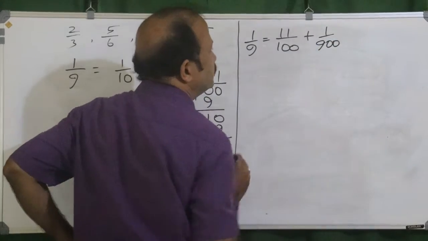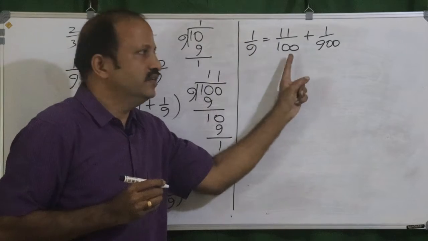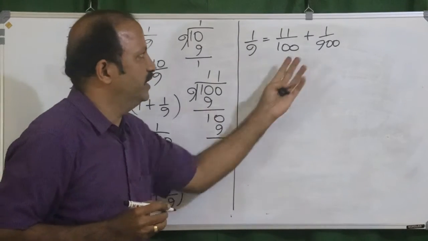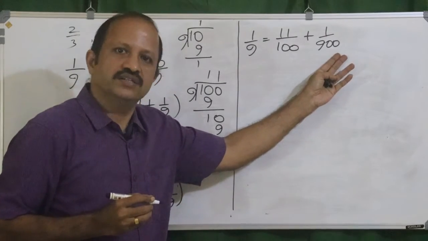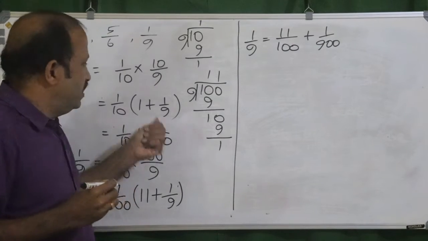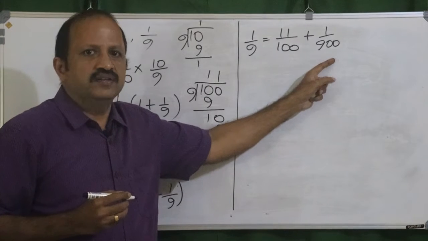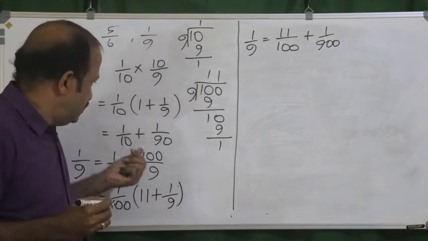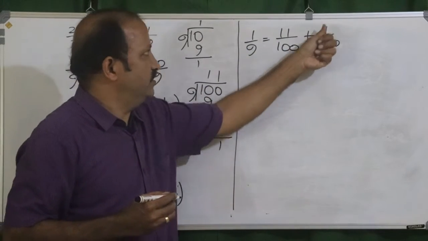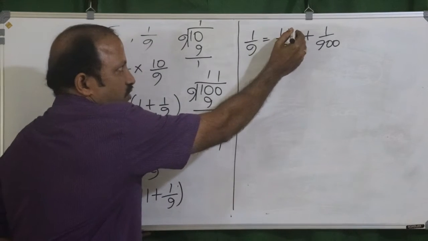So 1 by 9 is equal to 11 by 100, but there is an extra 1 by 900. So that means we have to continue this. So 1 by 10 plus 1 by 90, then 11 by 100 plus 1 by 900. So what will be the next? Now we can guess: 1 by 10, 1 by 90, 11 by 100, 1 by 900. The 1s keep coming.